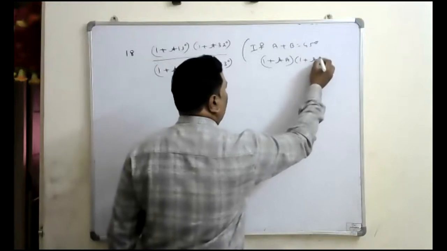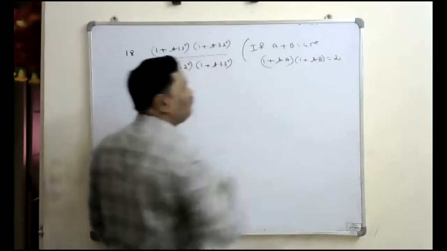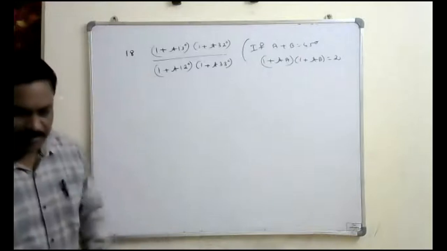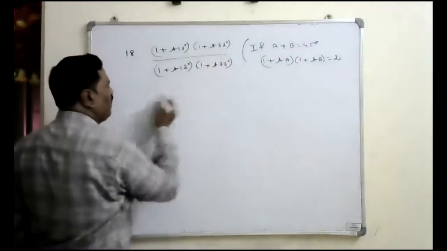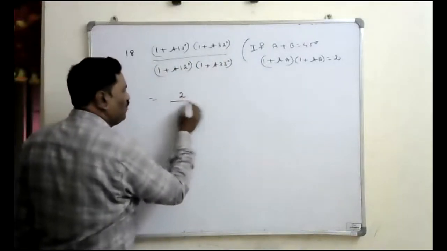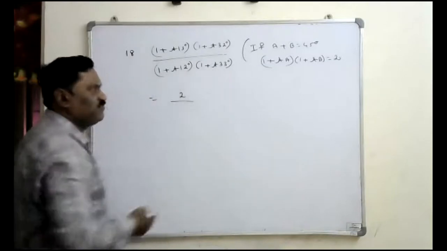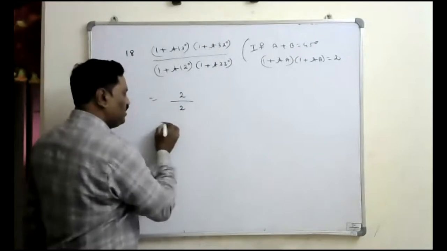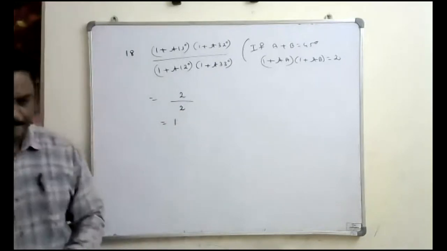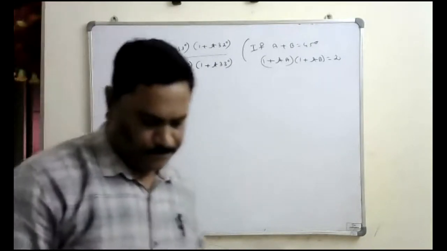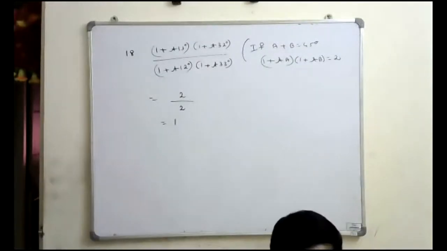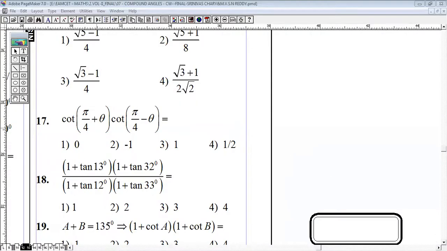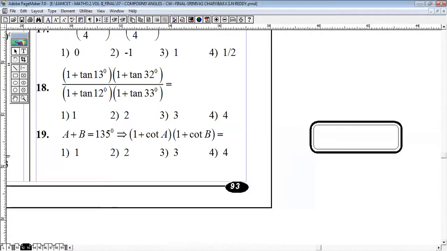So this value is equal to 2. 1 plus tan a into 1 plus tan b is 2. Therefore, the numerator value becomes 2. And in the denominator also, 12 plus 33 is 45. That's why this value is also 2 as per the result. So the answer is 1. Then look at the next problem. 19th problem. Here also the same way.